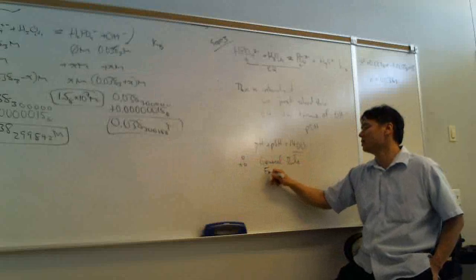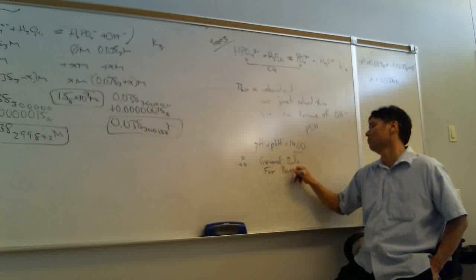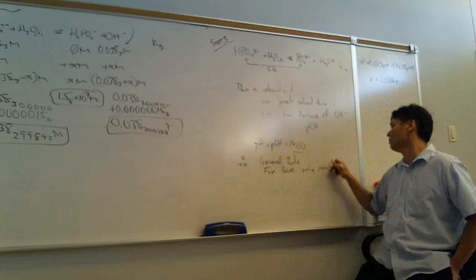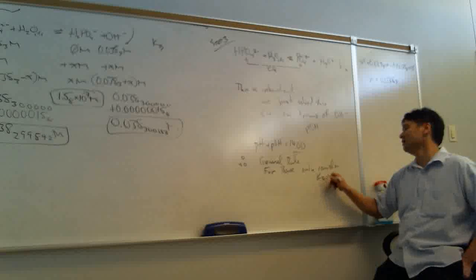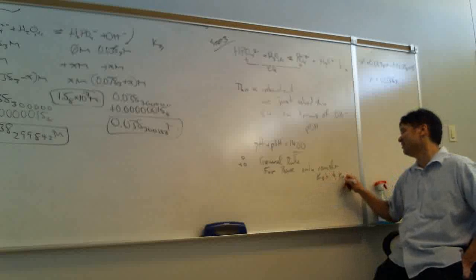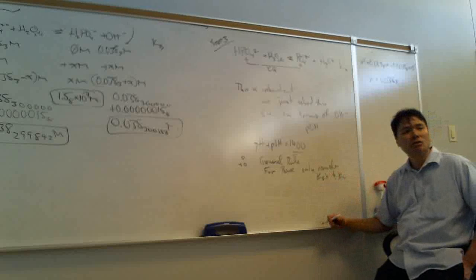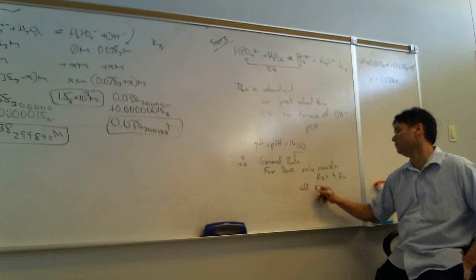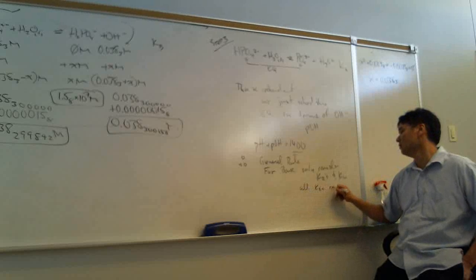For base solutions, only consider Kbs and Kws. You ignore all the Kas because those would be redundant. All Kas redundant.